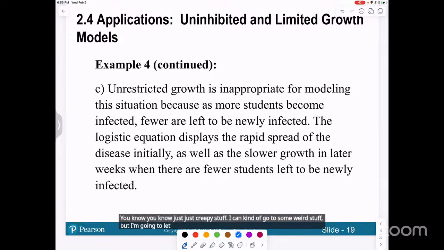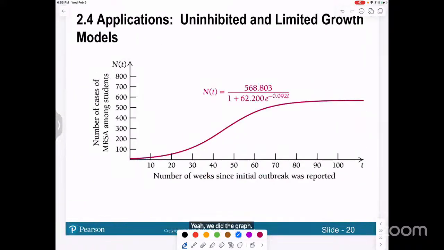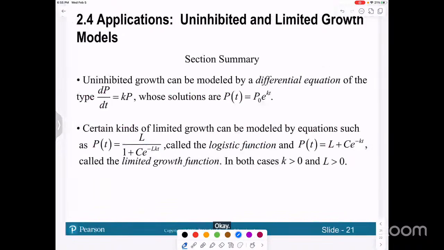I think that was it for this one, and we still got a solid 20 minutes. Let me see. Yeah, we did the graph. I think we got essentially similar results. Okay, well that one was fun. Okay, so that was section 2-4.